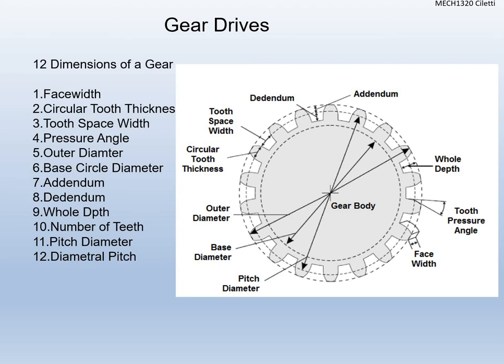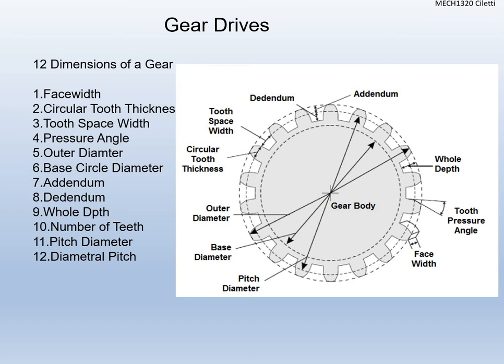Okay, the pressure angle is the angle that the actual tooth makes, and that's where the teeth mesh together. Okay, so we're going to talk about that in a little bit, but you can see there, it's on the right-hand side, the tooth pressure angle. All right, but that's where we're going to have the gears mesh.